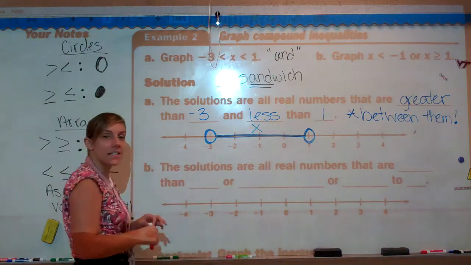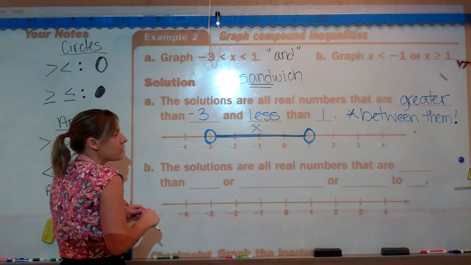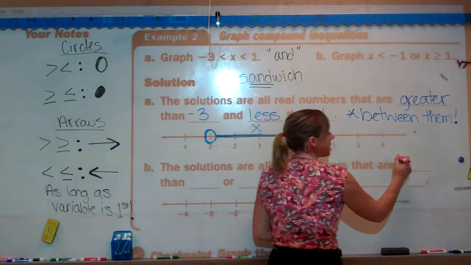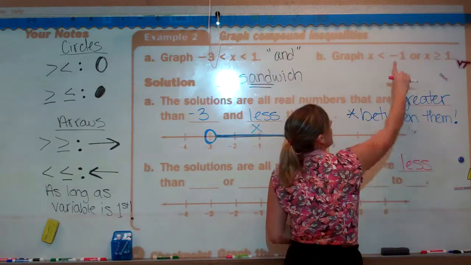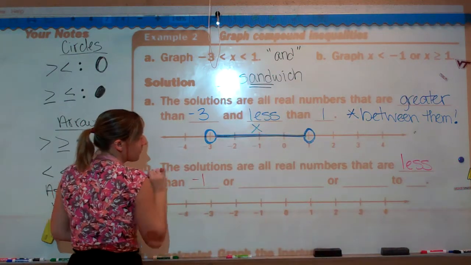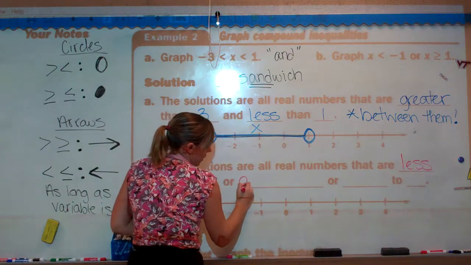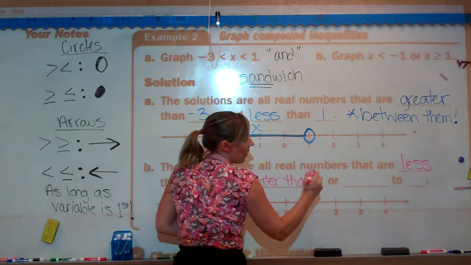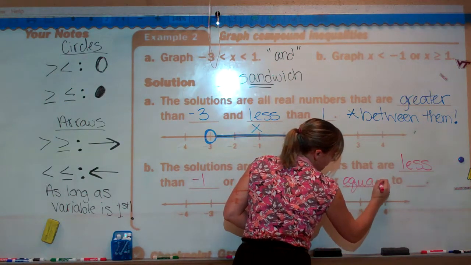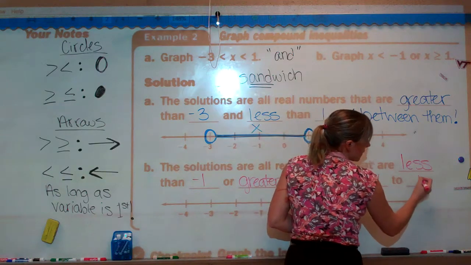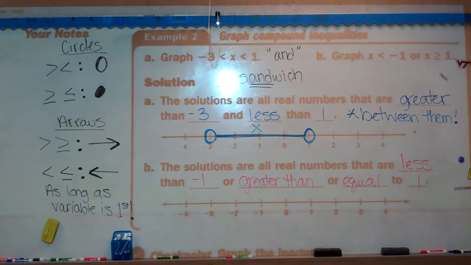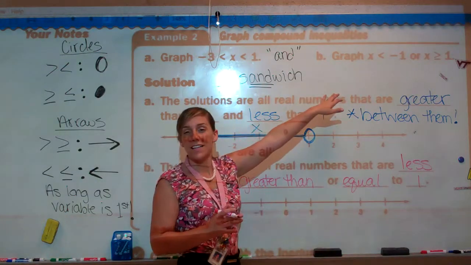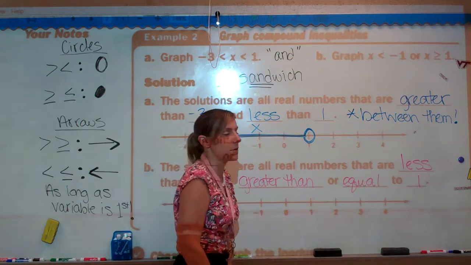So then this one is actually easier because it's just two different. So the solutions are all real numbers that are less, okay, because that's a less than symbol, than -1, or greater than or equal to +1, okay? All right, so really, ORs are pretty easy. They're just two answers at the same time. We're just going to put them on the same graph.